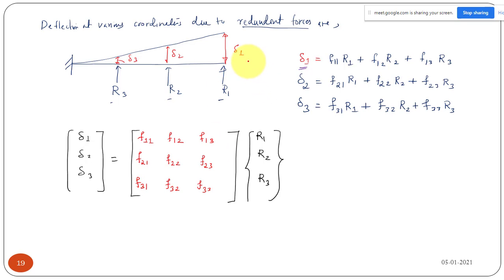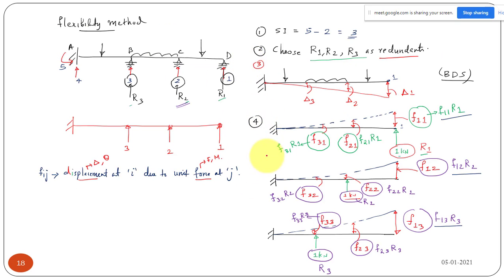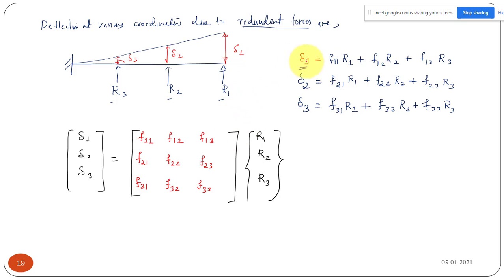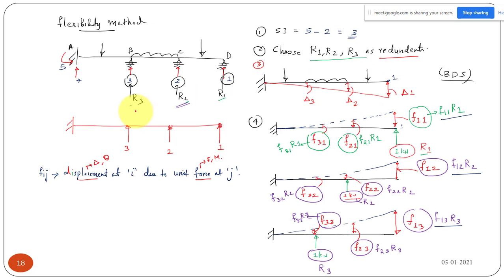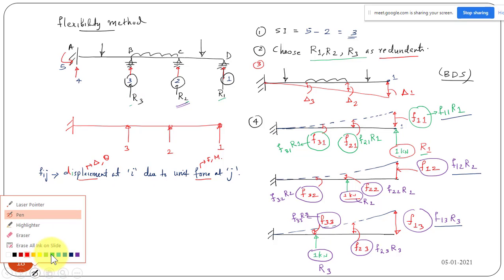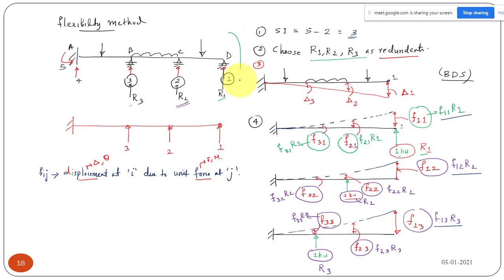That is maybe step number 4. In step number 4, we apply the unit force, then we also get the deflection in matrix form due to R1, R2, R3. Okay, so now you come back to our given structure. Your given structure is this one, a continuous beam.